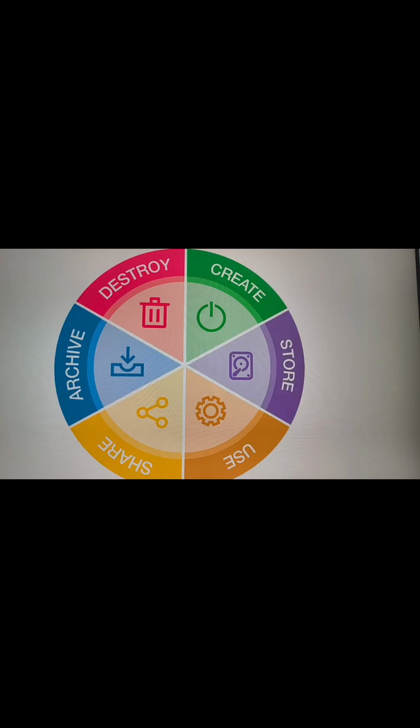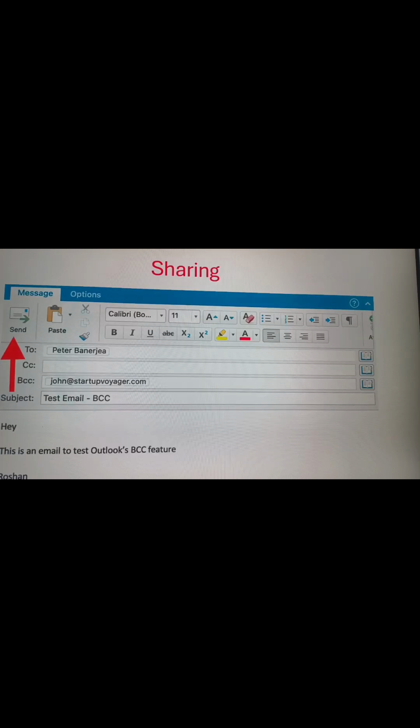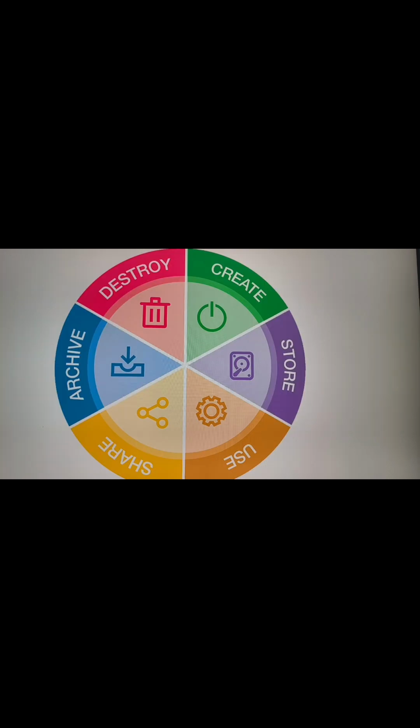After using the data, we might share it with others, like sharing the survey results with stakeholders. Metadata includes sharing methods, recipients, and date shared. Sometimes we need to archive the data for future reference. This means storing it in a more permanent location. Metadata here includes archive location, retention period, and archive date.